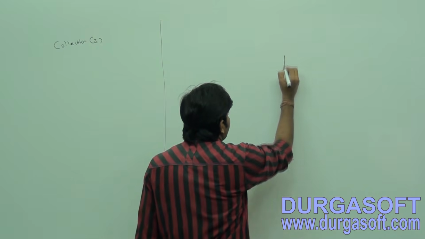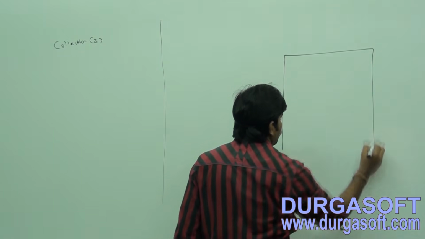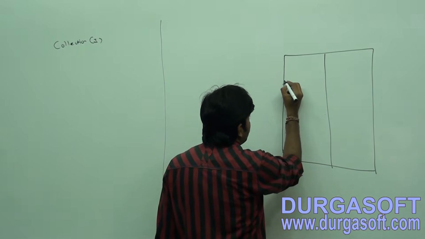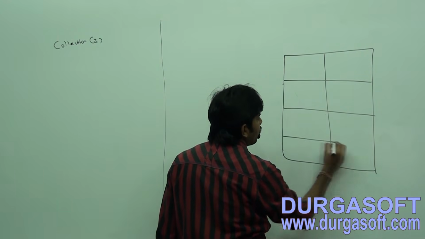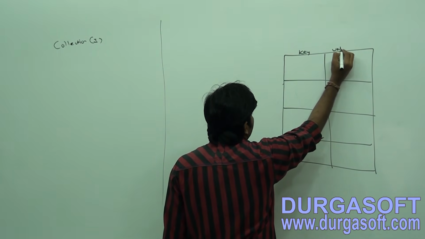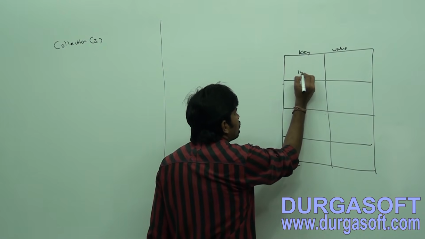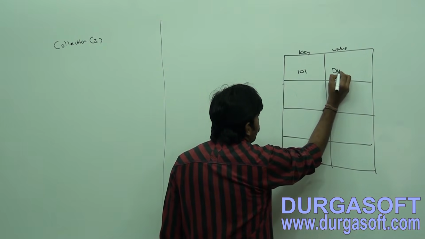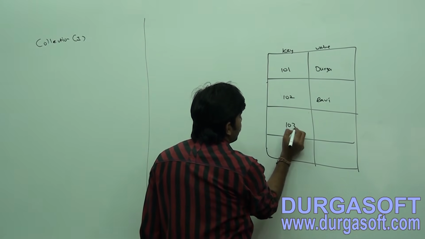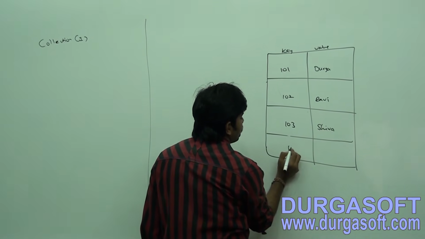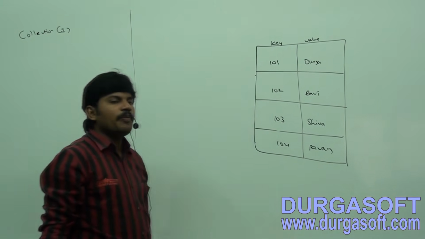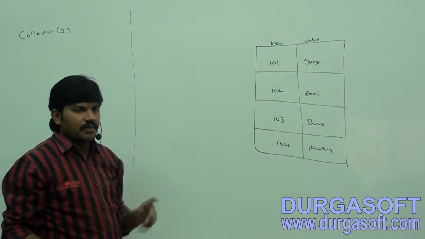Now here, have you observed? Just have a look once. This is the map we have. Assume these are the keys and this is the value. Assume 101 is the roll number, Durga is the name, 102 Ravi, 103 Shiva, 104 some Pavan, like I am taking. Have you observed? A group of objects as key value pairs is nothing but a map.